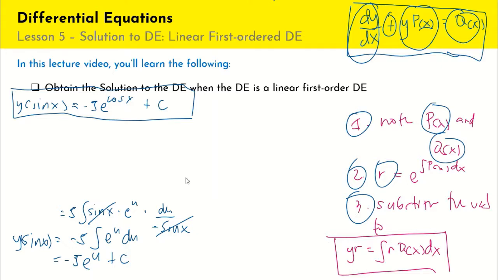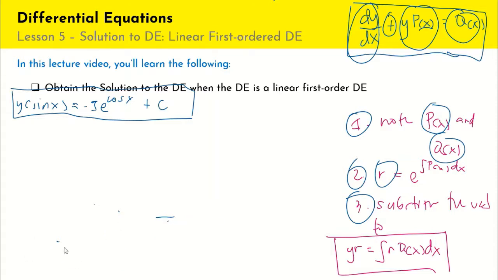So, yun lang naman. Ang tanong siguro, Sir, paano kapag hindi na siya dy over dx? Mapapansin nyo, dy over dx yan. Paano kapag naging dx over dy? Simple lang naman. Ganun pa rin naman ang structure. Yung y mo magiging x na, tapos yung px mo magiging py, tapos yung qx mo magiging qy. So, ganun lang din naman.